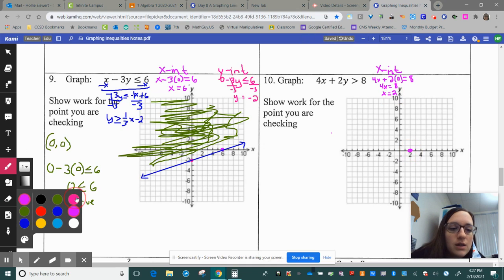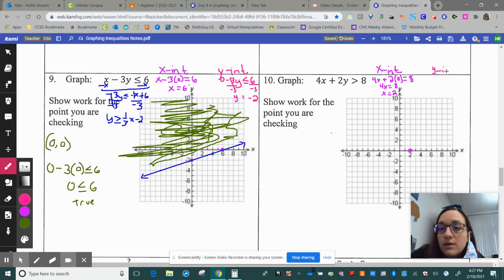okay, next one, our y-intercept is when we plug in 0 for x and solve for y.